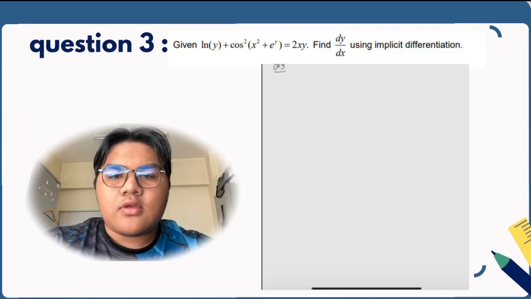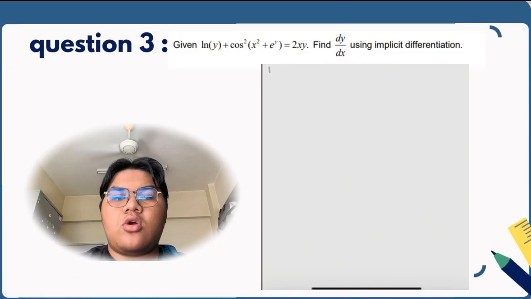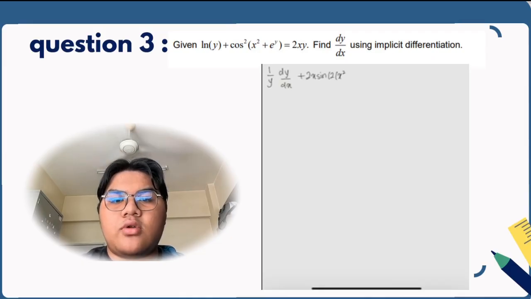Moving to the right side of the equation, we have 2xy, which requires the product rule. Let's set our parts. v equals 2x, making v prime equal to 2, and u equals y, making u prime equal to dy over dx. Now, let's line up our entire differentiated equation. On the left, we have our terms from step 1 and step 2, and on the right, our result from step 3.